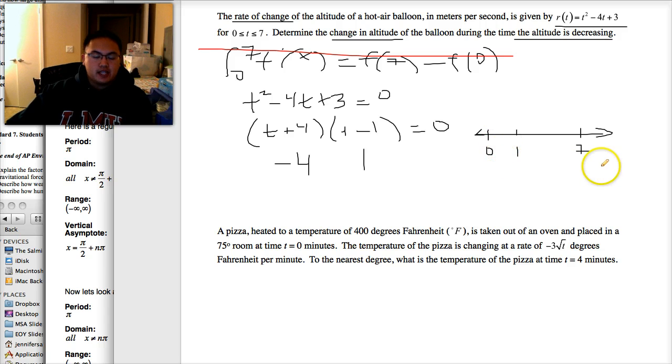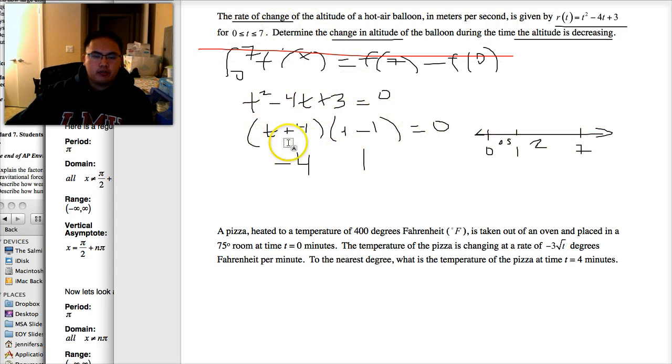So what I do, remember, I test numbers. You should remember what's the easiest number to test between 0 and 1. You can pick any number you want. I'll say 0.5. And the easiest number to test between 1 and 7, I'll say is 2. Remember, I take these numbers and I plug them into my derivative. You can plug it into the derivative, or you can plug it into it factored. Remember, factored makes it a lot easier.